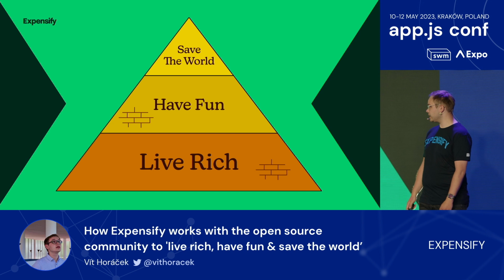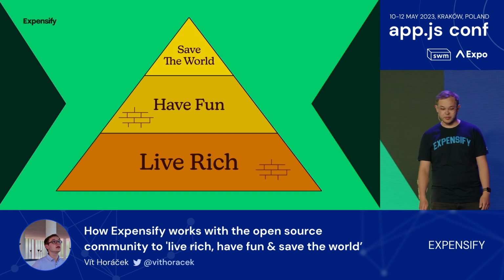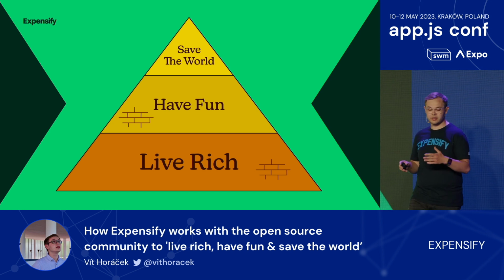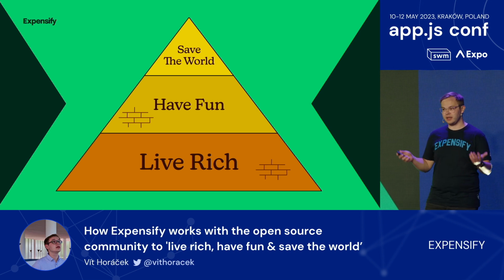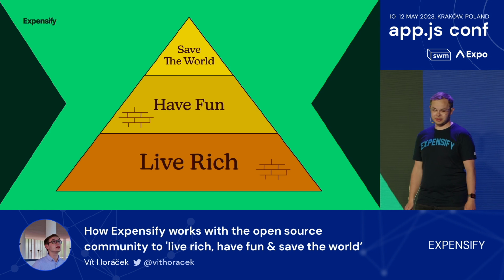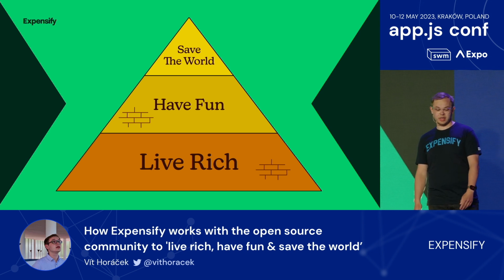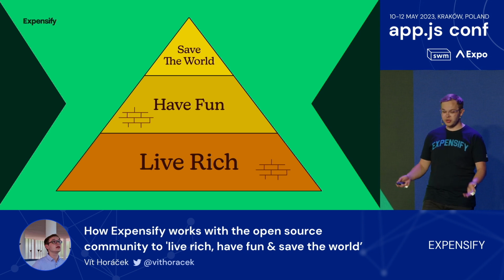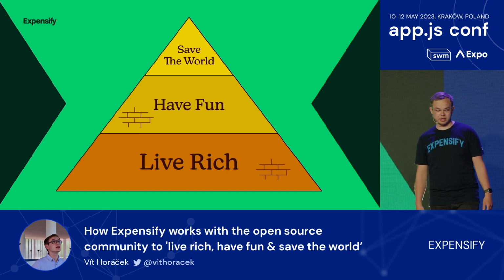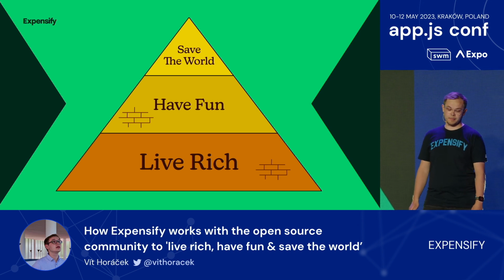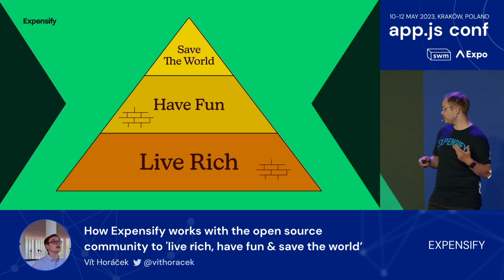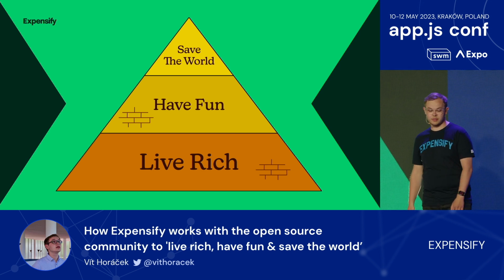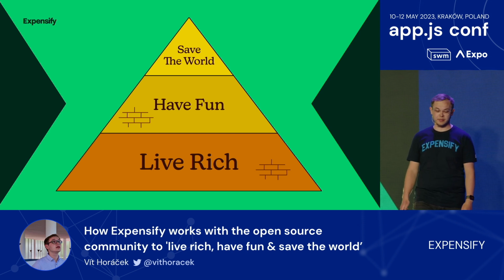Above the live rich base, you have a little bit narrower layer of have fun. You can think about these as bucket list items, more outlandish things which you can think of doing once you have this base of living rich and you are happy where you are. We hope to be able to do nice things with the community as well. And again, I'm going to talk about it a little bit later.